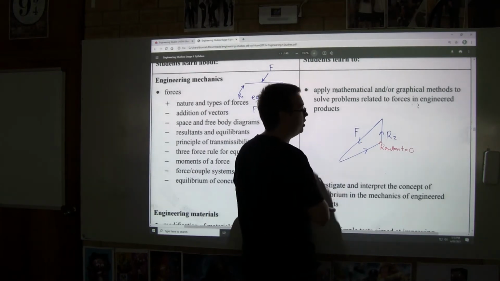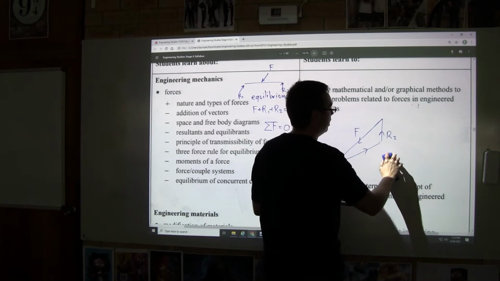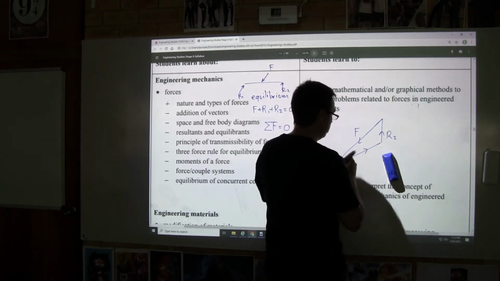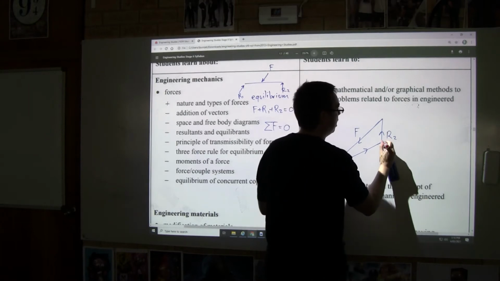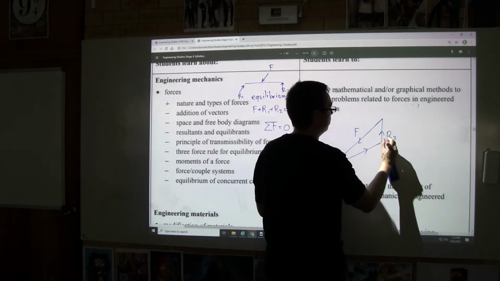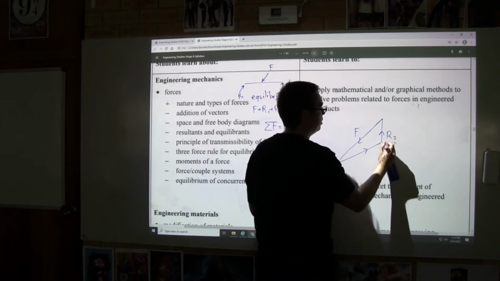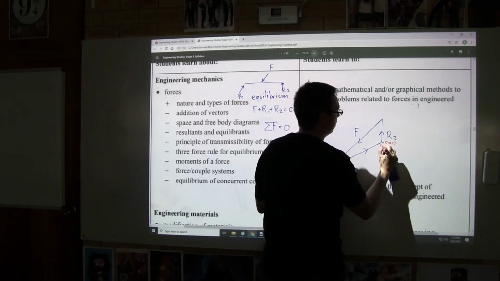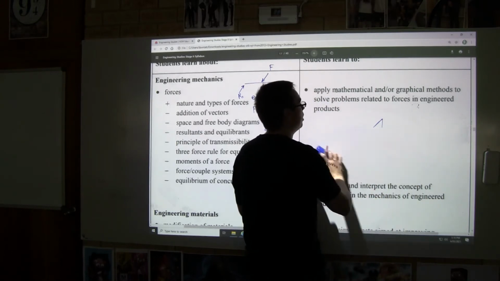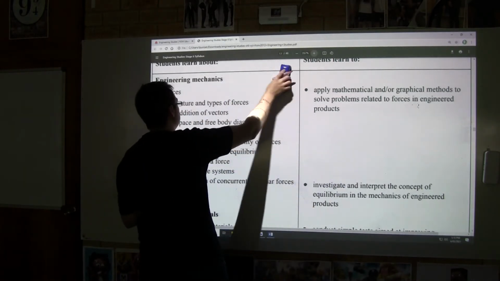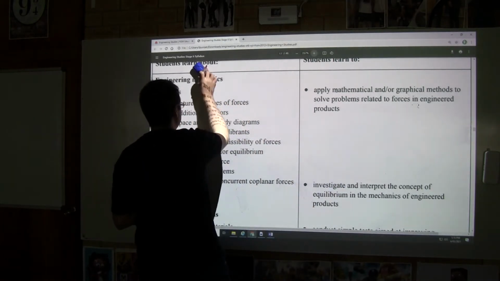That means all of these forces, when added together, equal 0, which means if we measure from where we started to where we finished, we're going to be back at the same spot. If we start here and go around this diagram, we're going to end at the same place. Okay, we're going to cover that in more detail, but it's good to sort of outline what we're going to do. So that's how we add vectors.